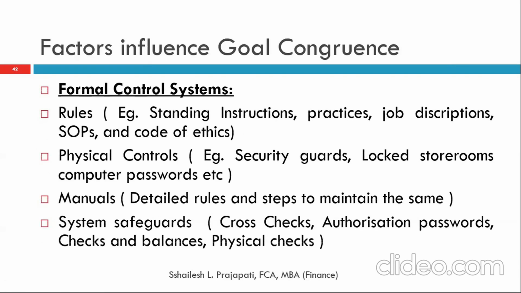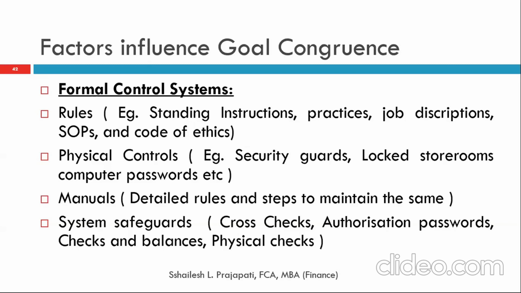Lastly, there are four control systems which affect goal congruence. One is the formal rules and regulations. People in the organization have standing instructions, SOPs, practices, job descriptions, code of ethics. These affect goal congruence. Then we have physical controls, like a security guard checking you whenever you come inside, locked storerooms, computer passwords, and entry and exit punching. These physical controls affect goal congruence.